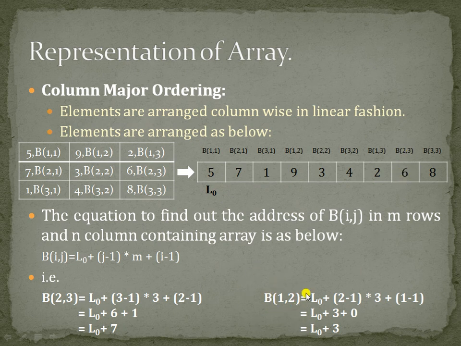Similarly, if I would like to calculate the address of B12, I can apply the same formula and I will get L0 plus 3. That means if I move 3 positions from the base address, I get B12. Let's check it out. This is L0, 1, 2 and 3. This is my B12 and it contains value 9. Fine. This is the representation of an array in row major ordering and column major ordering.